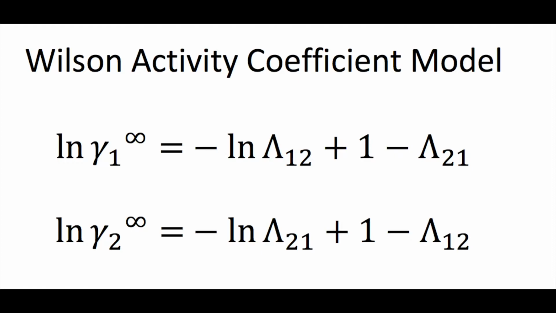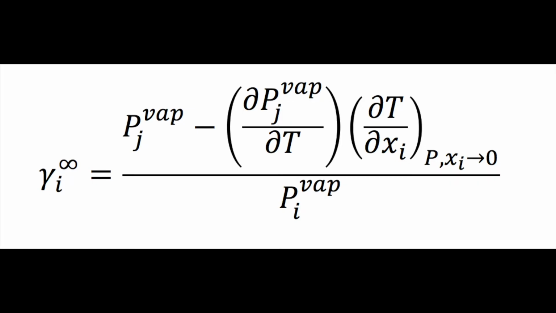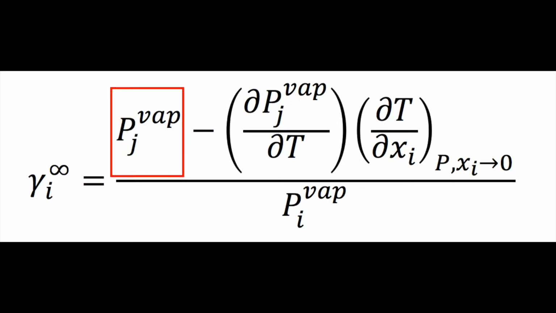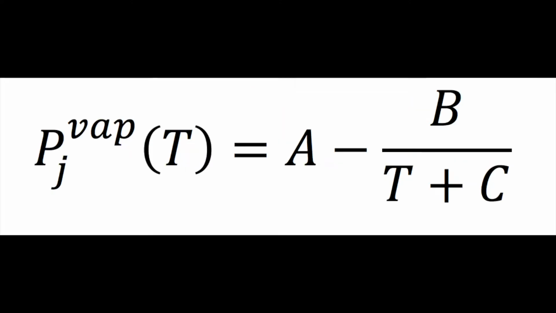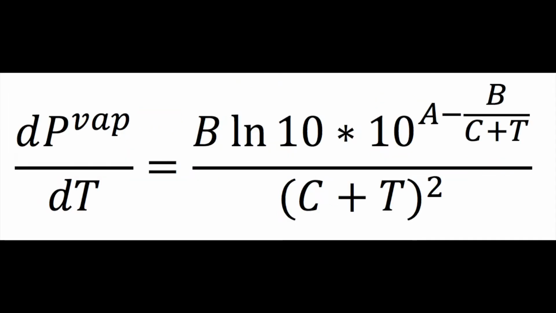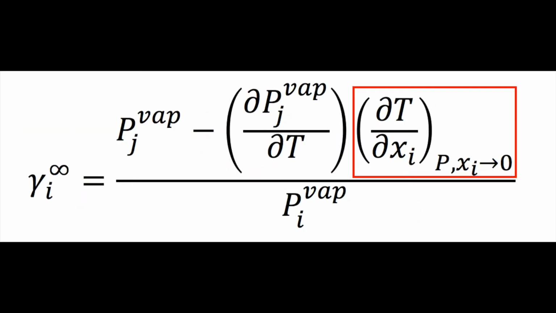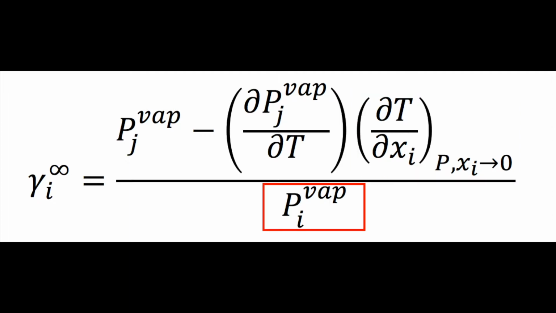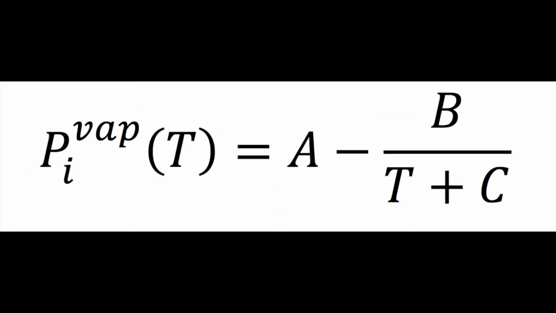In order to solve for the infinite dilution activity coefficient itself, we can use this equation, which is derived from the vapor and liquid mixture expression fugacities, where Pj vap is the vapor pressure of the solvent and can be solved for using Antoine's equation shown here. The next term in the equation is the derivative of the vapor pressure with respect to temperature, which is shown here. The dT over dx term at infinite dilution limits is determined from the experimental data in this lab. Finally, Pi vap is equal to the vapor pressure of the solute and can again be calculated by Antoine's equation.